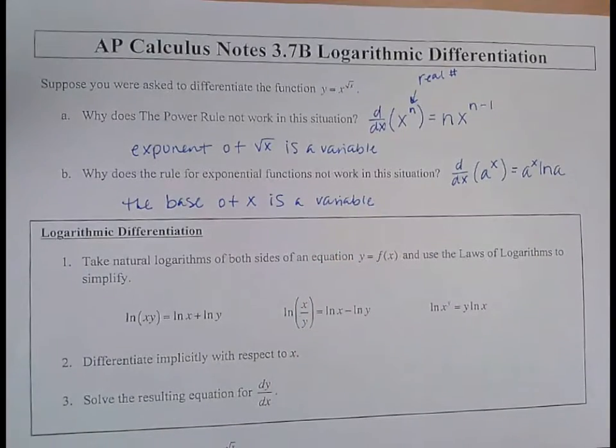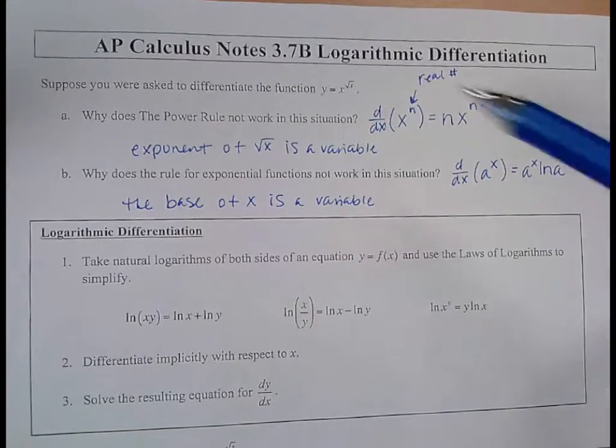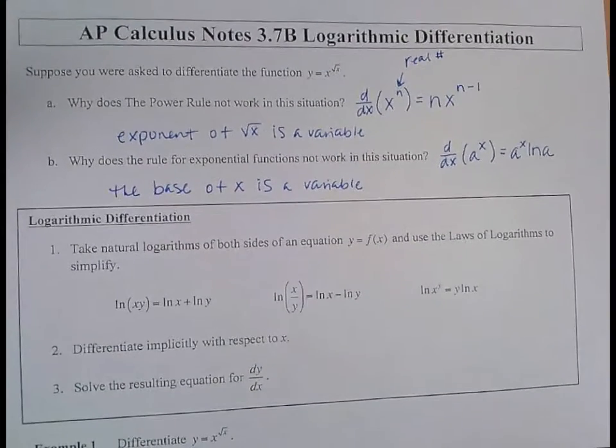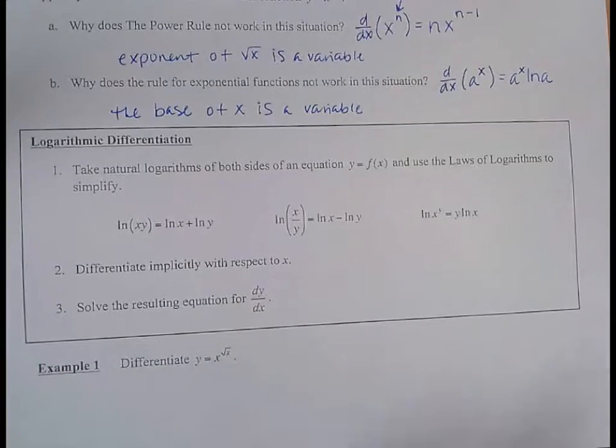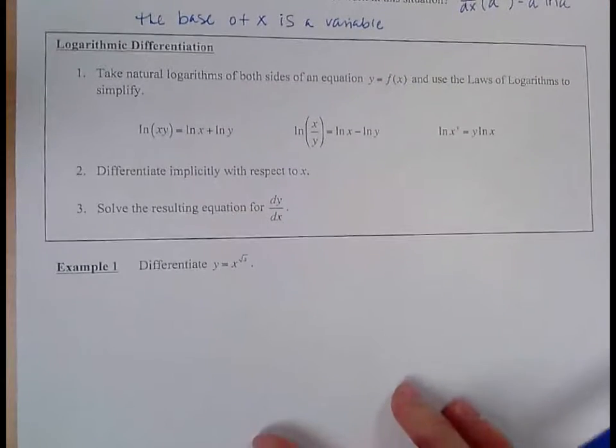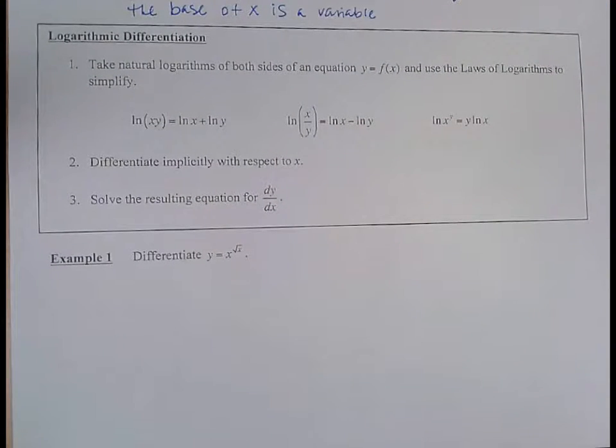Okay, so the two rules we would be drawn to try in this situation, neither of them would work because of the type of function it is. The base is a variable, and so is the exponent. This is where the process of logarithmic differentiation allows you to find the derivative of that function. These are the three main steps. Within those three steps, there could be multiple other steps, but these are the three main steps you need to know.